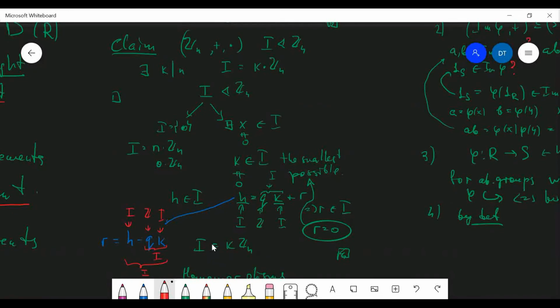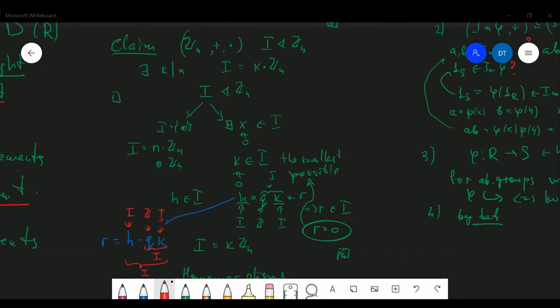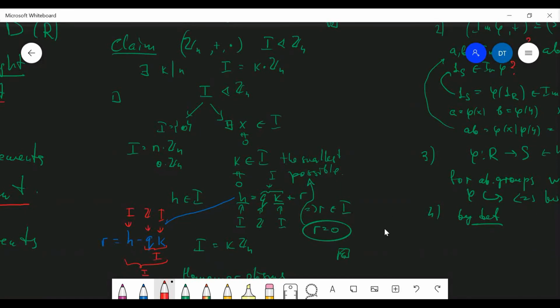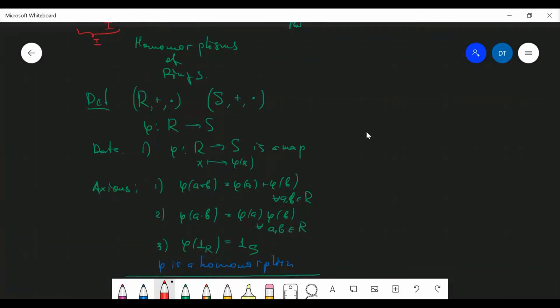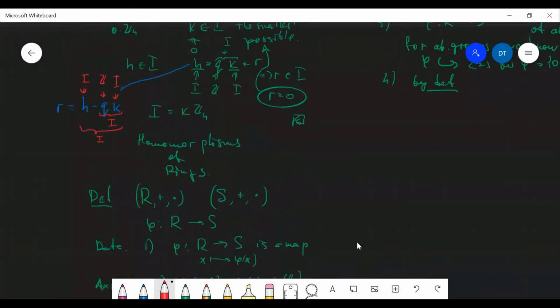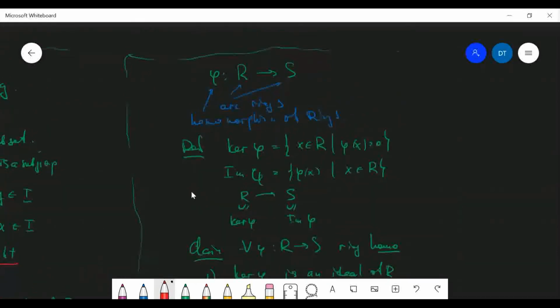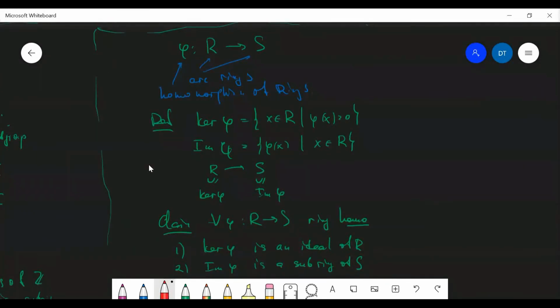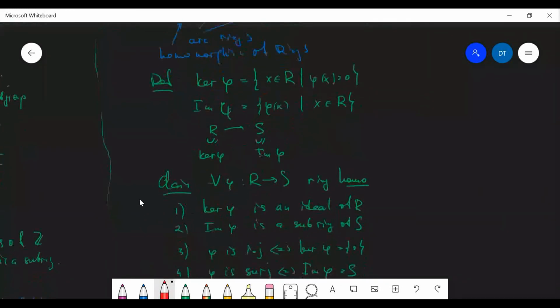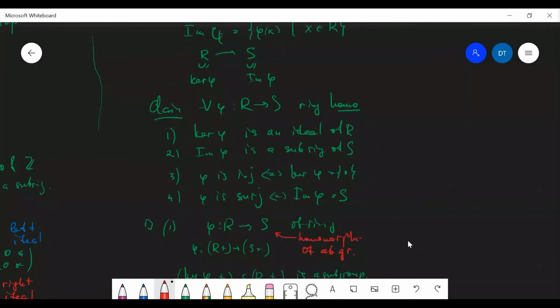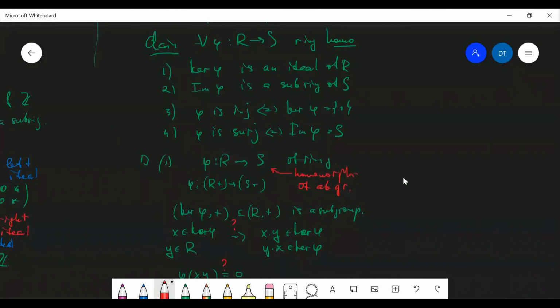Actually, yes, I have one more question. When you were talking about homomorphisms, there was a claim about kernels, that a kernel is an ideal of R. Why? You see, how do you prove that something is an ideal of a ring?